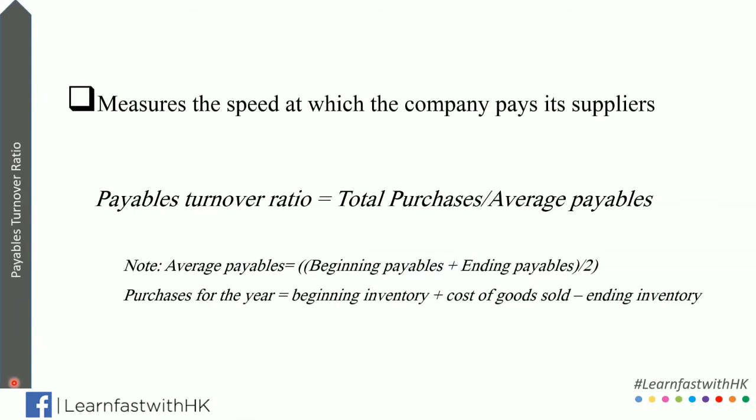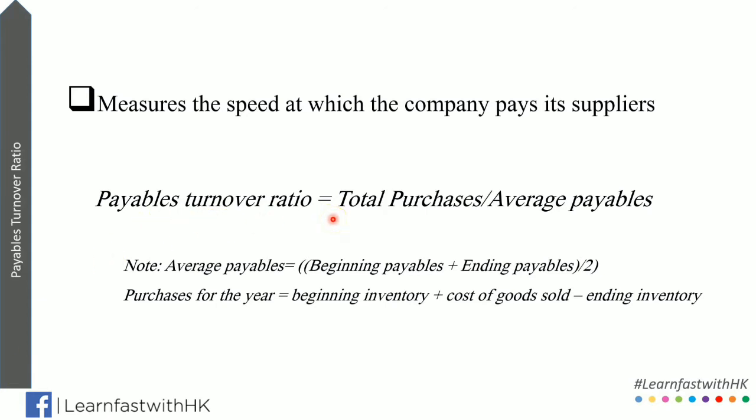Accounts payable is the amount of money a company owes to its suppliers. This is a balance sheet item and is shown under liabilities, as a current liability. Now let's move on to understand what the payables turnover ratio is.